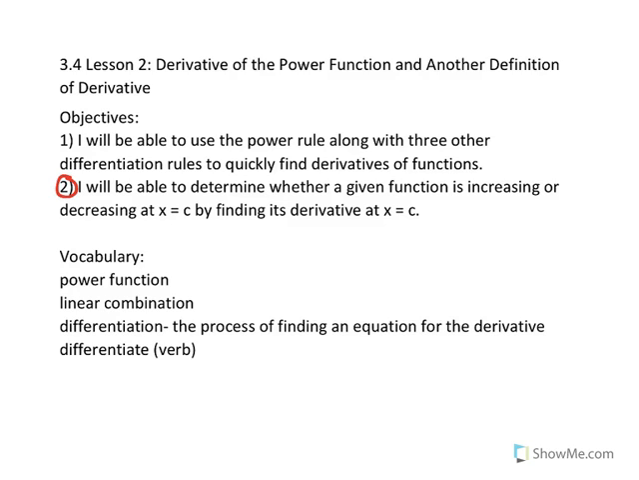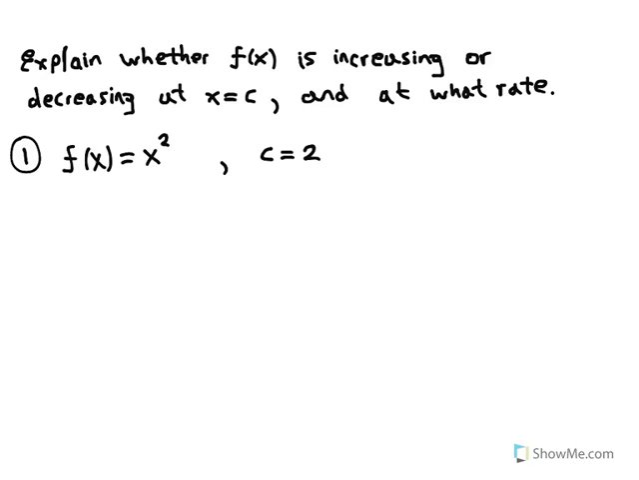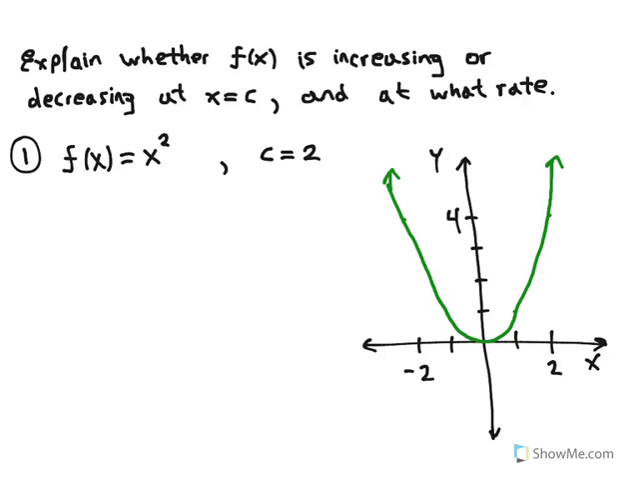You will be able to determine whether a given function is increasing or decreasing at x is equal to c by finding its derivative at x is equal to c. Explain whether f of x is increasing or decreasing at x is equal to c and at what rate. For our example problem, we'll look at something very simple. The function is f of x is equal to x squared, and our c value is c is equal to 2. This is a very easy problem to think about graphically. Explain whether the function is increasing or decreasing at c is equal to 2.